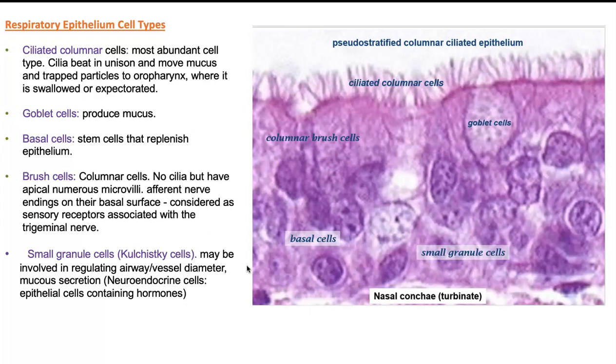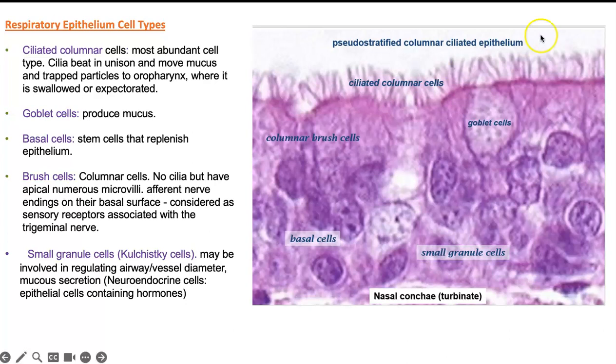There are many cell types present in the respiratory epithelium, including the ciliated columnar cells. The ciliated columnar cell is abundant and important. The cilia are important to move the mucus and also to trap the particles into the oropharynx. In this case, the mucus has to be expectorated outside the body or swallowed into the digestive system. So the cilia are very important for moving mucus and trapping the particles.